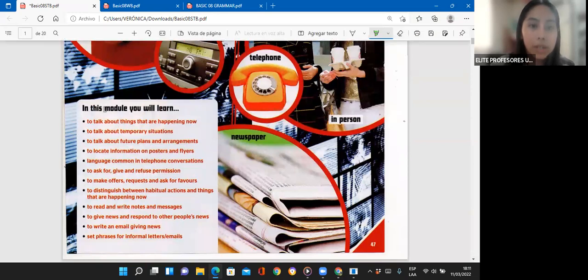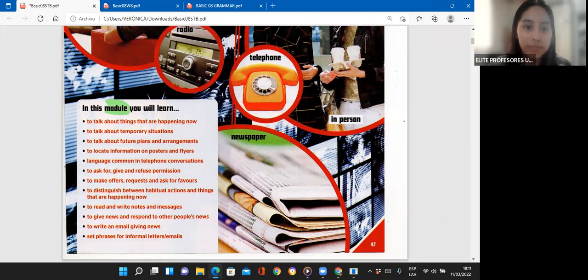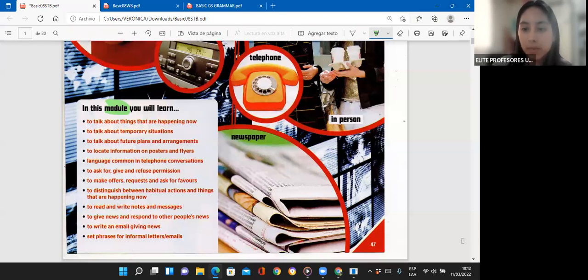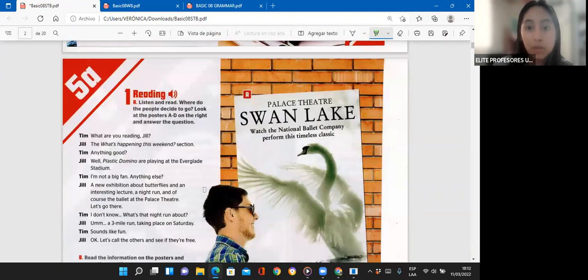In this module, we will learn to talk about things that are happening now, to talk about temporary situations, to talk about future plans and arrangements, to locate information on posters and flyers, language common in telephone conversations, to ask for, give and refuse permission, to make offers, request and ask for favors, to distinguish between habitual actions and things that are happening now, to read and write notes and messages, to give news and respond to other people's news, to write an email giving news. And finally, we have set phrases for informal letters or emails. All right, once I said this, I think we're ready to start.